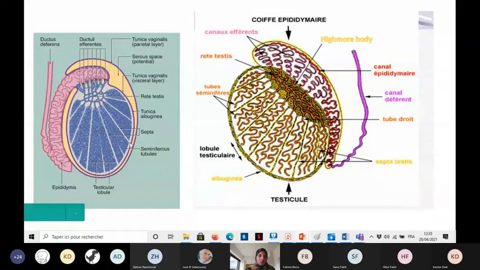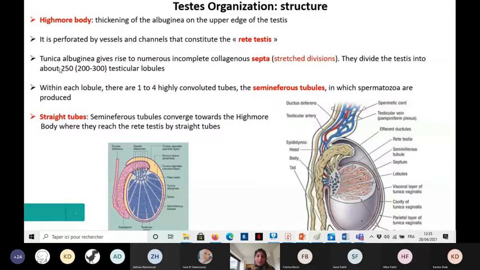So those septa will divide the testicle into 250 lobules, meaning 250 groups of seminiferous tubules. Each group will contain 1 to 4 seminiferous tubules. When we say about 250 testicular lobules, we mean it can be between 200 and 300. The average is 250.